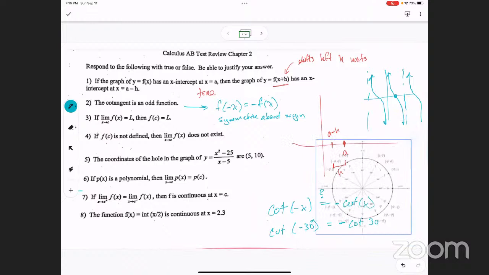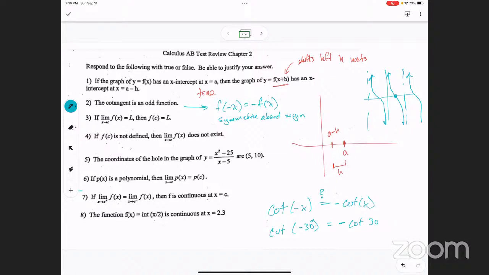That's not a very clear unit circle, right? I'm just going to delete that. But do you remember the unit circle? The cotangent is equal to x over y.